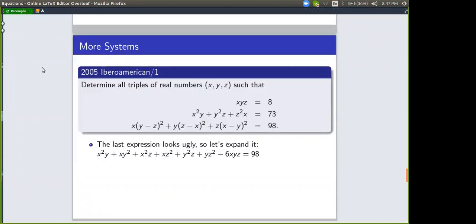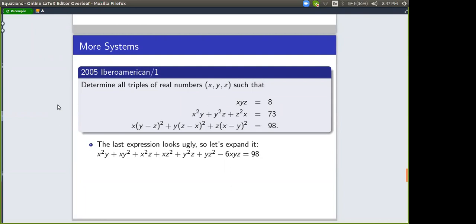And we get this: x squared y plus xy squared plus x squared z plus xz squared plus y squared z plus yz squared, all minus 6xyz. So is there anything nice we can do to the expression now? Yeah, substitute. If we look at the expression right now, we actually have xyz on the left-hand side, but we know that xyz is equal to 8. Similarly, we have x squared y plus y squared z plus z squared x, and we know that's equal to 73.